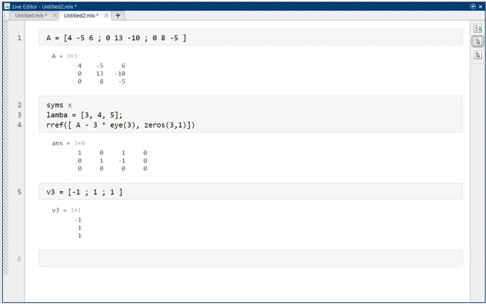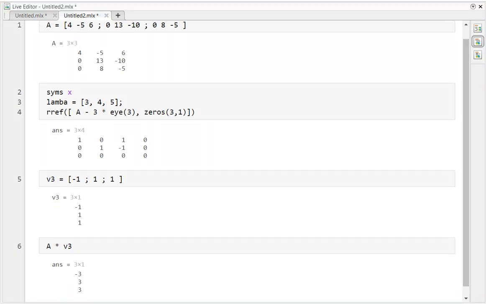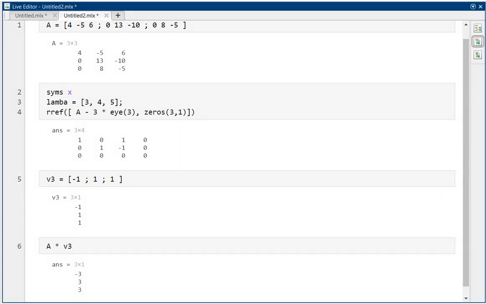All right, so how do I check? Well, I take A times V3 and see what I get. And you'll notice that it works. I had a minus plus plus, and they're all 1s, and now I have all 3s with the minus plus plus pattern. So yes, and I've shown this before, but it's also possible to do 3 times V3 with a double equal. The double equal is the conditional that checks, and when I get a logical array with all 1s, that means that statement is true.